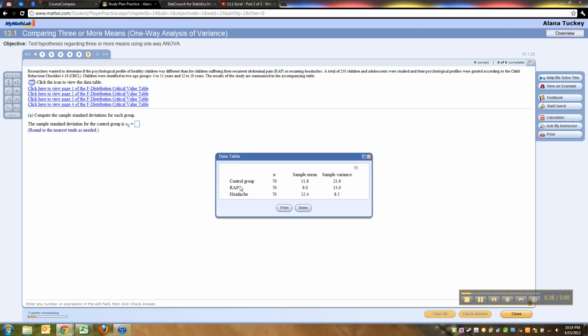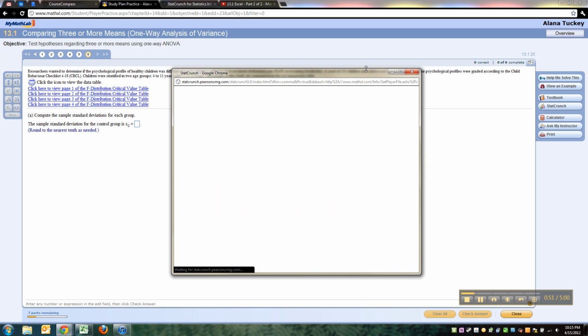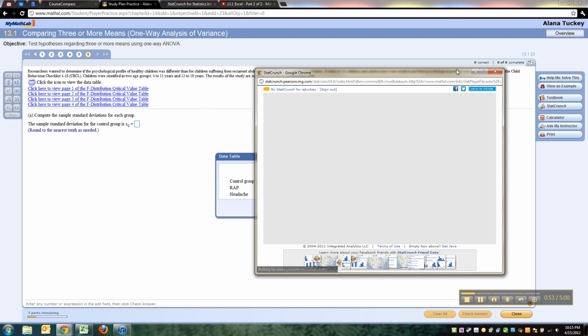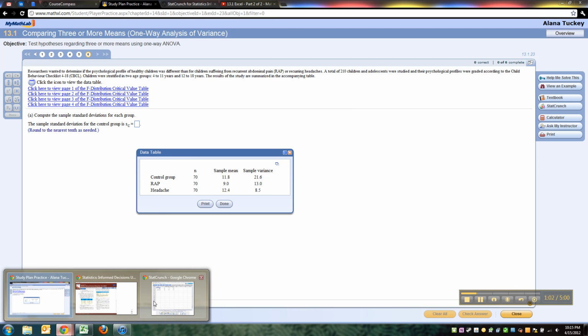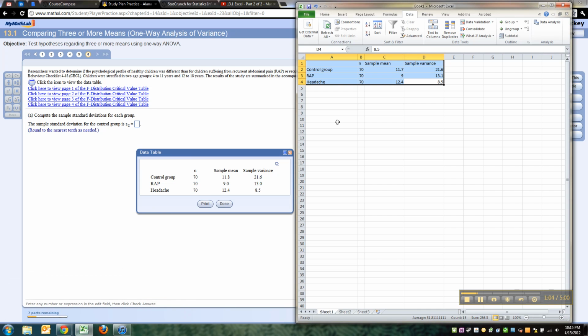And there's the table. You can see the control group had 70, the RAP, which was the recurrent abdominal pains right there, there were 70 of them, and then the headache. So I can copy this. I could open it in StatCrunch. That's an option as well, although StatCrunch really isn't going to be very helpful. Or I could just copy it to the clipboard. That's another option. Or I could put it in StatCrunch and then copy it to the clipboard. Whatever. All right, so let me get Excel open, and here it is.